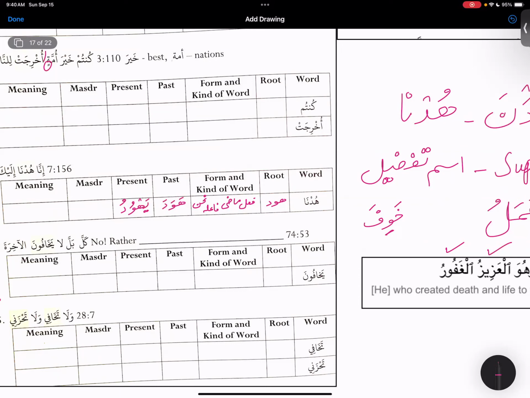Fi'l Madi or Mudari? Do not fear, fi'l. Madi? It's mudari, anta, fi'l mudari majzum here. But it's talking to Hazrat Maryam alayhi salam, so how could it be Anta? Anti, anti. So what is the actual word over here? This is anti, not nahnu. Takhafina, I believe.